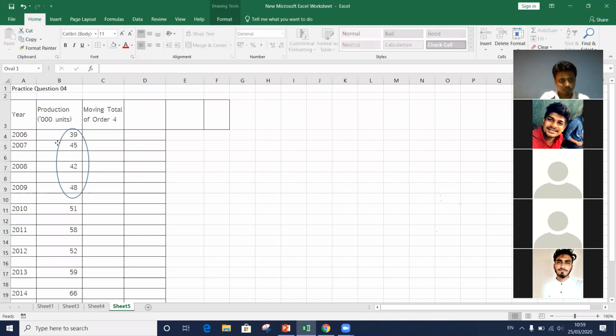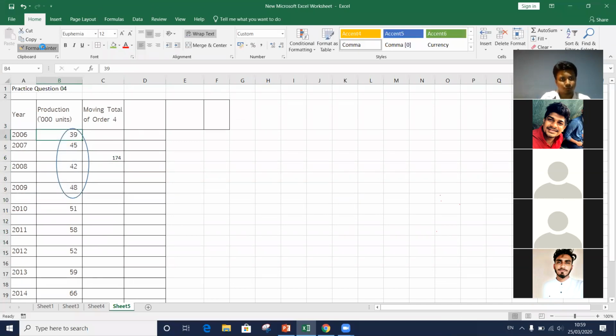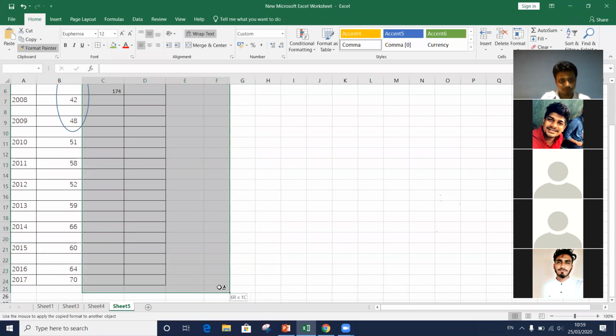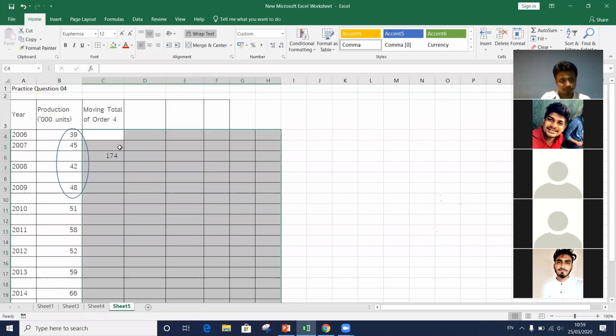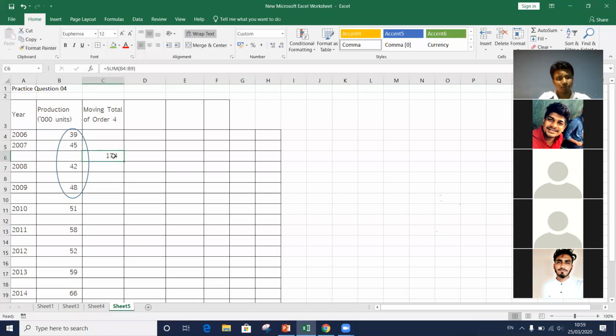So this is our first group, order 4. Order 4 means there should be only 4 elements in our group. 1, 2, 3, and 4. What is the total? 39 plus 45 plus 40 plus 48 is 174. See where I have written this. This is very important.